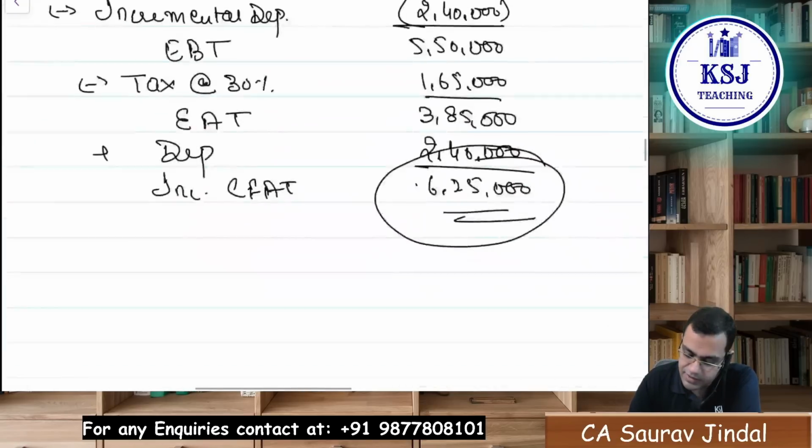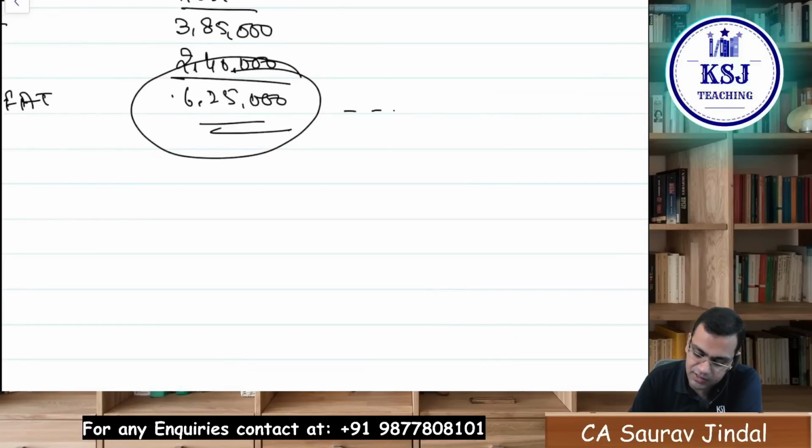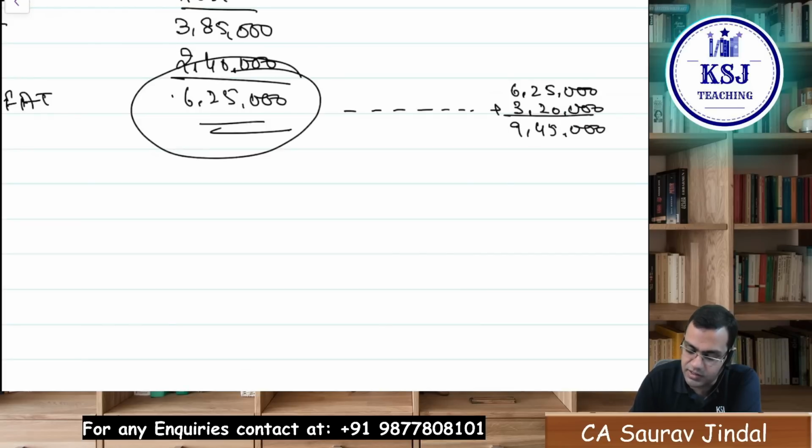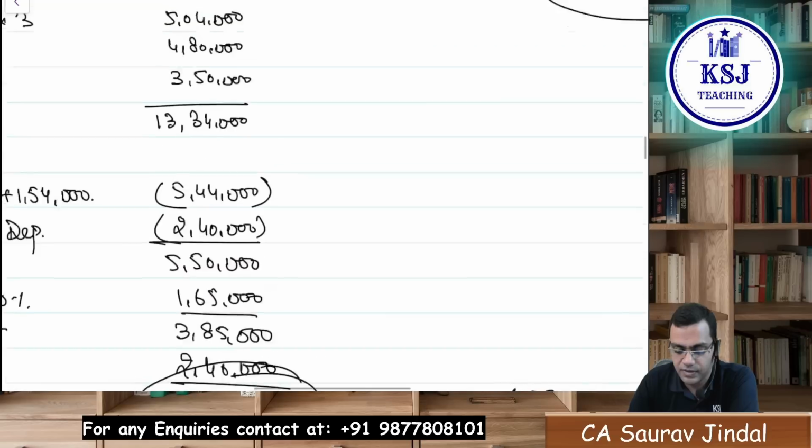Clear? 6,25,000 each year. In the last year, you have to be careful. In the last year, you have to take 6,25,000 plus the scrap value of 3,20,000. So total value will be 9,45,000 in the last year. For discounted payback period, calculate the present values and then calculate the cumulative values, right?